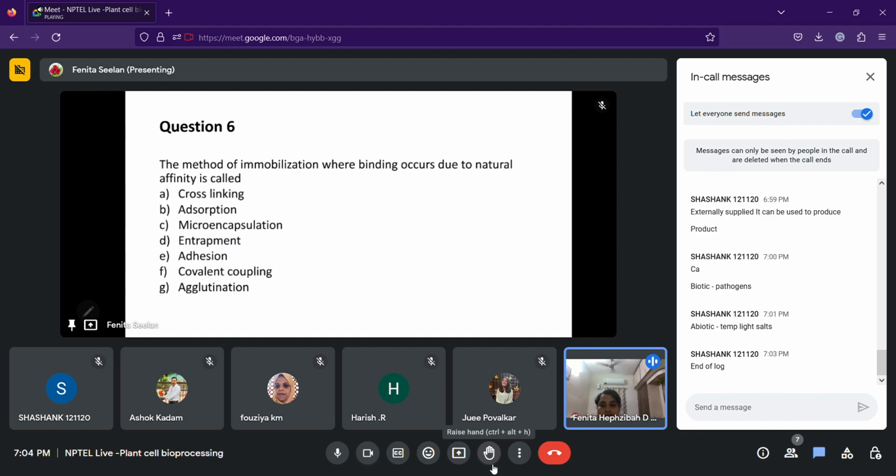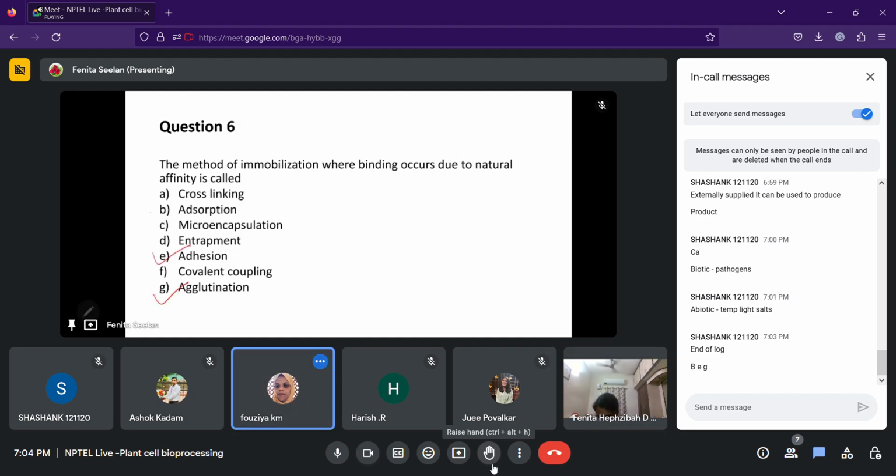So the sixth question is, I think only one more question is there. The method of immobilization where binding occurs due to natural affinity is called dash. What would be the answer for this question? Adhesion, agglutination, then adsorption, I think. Adsorption. Yes, you are right, Fauzia. So the others won't happen naturally, or they don't have any natural affinity going on there. Yes, Shashank, you are right: B, E, and G.